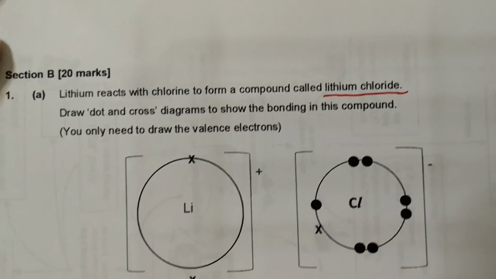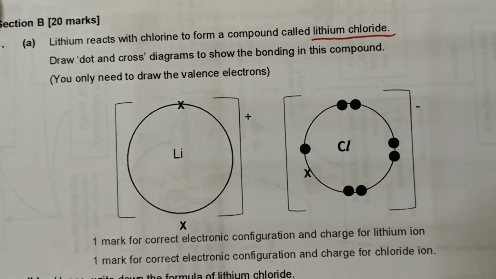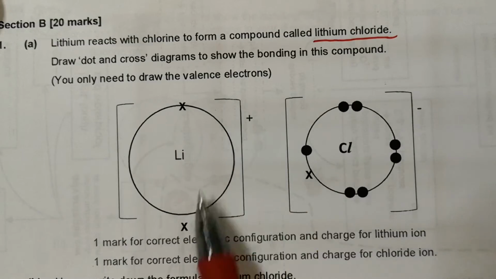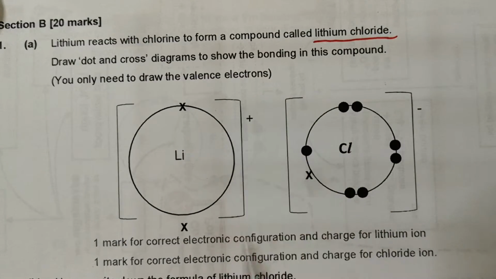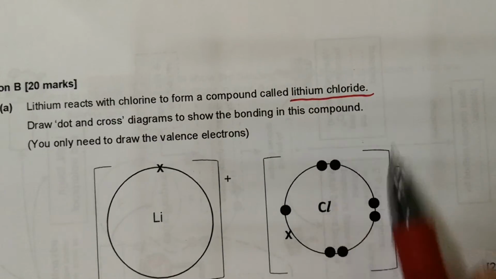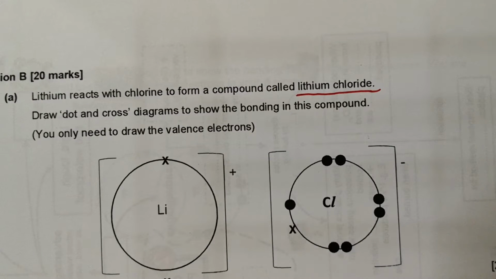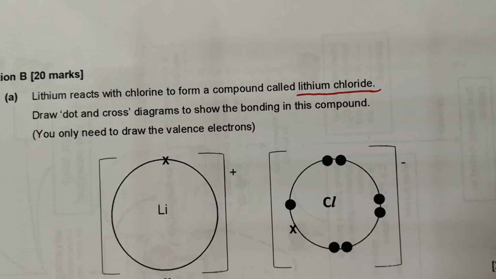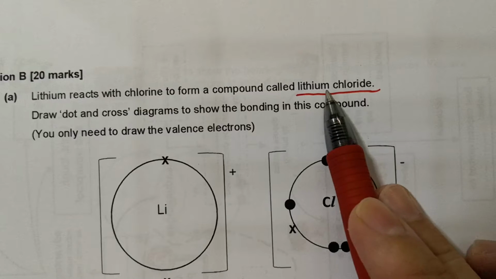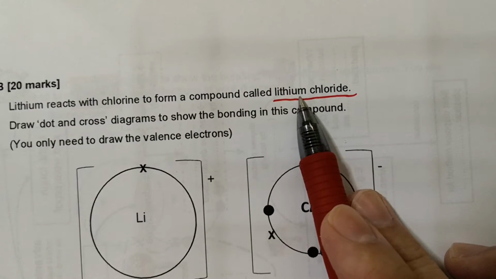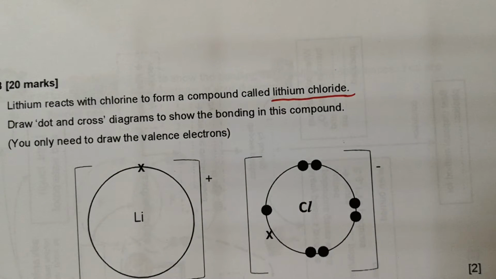So for an ionic compound, the dot and cross diagram looks like this. You have two brackets, and then there is a charge here. That will be the first step, to find out whether it's ionic or covalent. The second step would be to write down the electronic configuration for lithium as well as for chlorine.